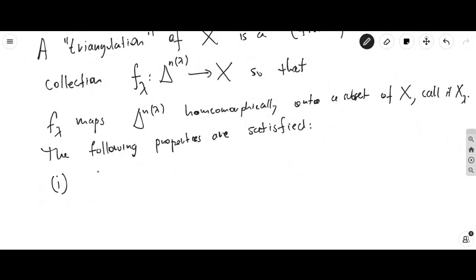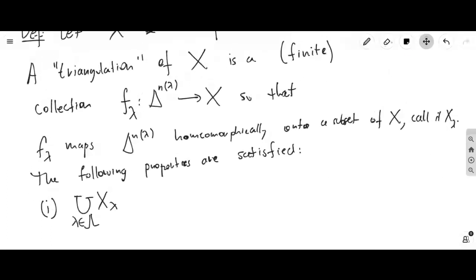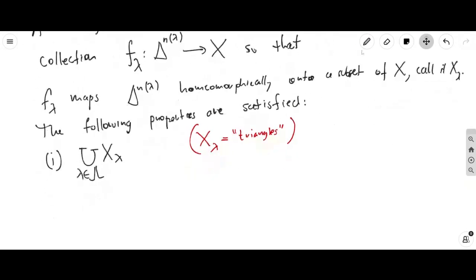So the first property is that if you were to take the union of all of these triangles, where capital lambda is just the indexing set, you think of X lambda as representing your, quote, triangles. Now, they do not have to look like triangles, but that's the intuition. And these can, of course, be triangles of different dimensions. So they can be a two-dimensional triangle, a tetrahedron, and so on. So your space is the union of all of the triangles. It's kind of similar to a graph. Like a graph is the union of the edges.